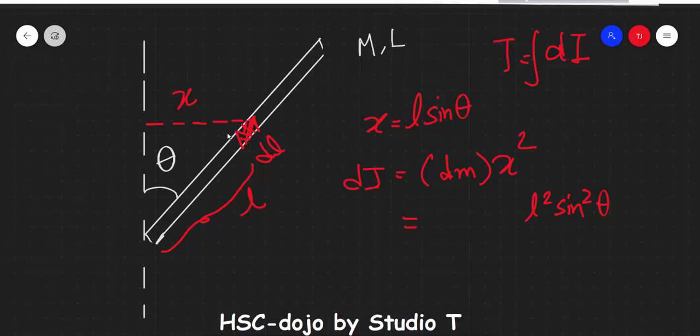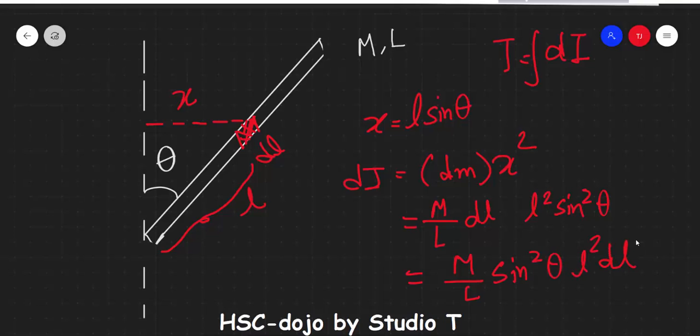And what is dm? dm is the mass of the differential portion having a length of dl. So dm will be the mass of unit length of this rod. What is it? It will be m by l, because m is the total mass and l is the total length. If we divide m by l, we get the mass of unit length of this rod, and we have to multiply it by dl, because in the unitary method if the mass of unit length is m by l, then the mass of dl length will be m by l into dl. So we get dI equal to m by l sine square theta l square dl.